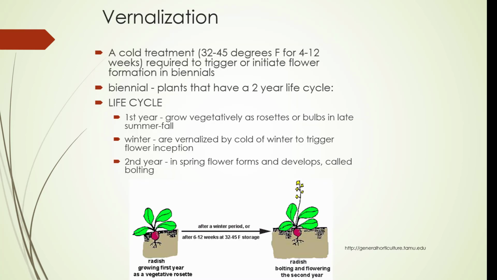So vernalization is a cold treatment required to trigger or initiate flower formation in biennials. So again, this is the same thing. First year it grows vegetatively as rosettes or bulbs in late summer or fall. In winter, it's vernalized by the cold of winter to trigger the flower inception. And then the second year, spring flower forms and develops, and that's called bolting.